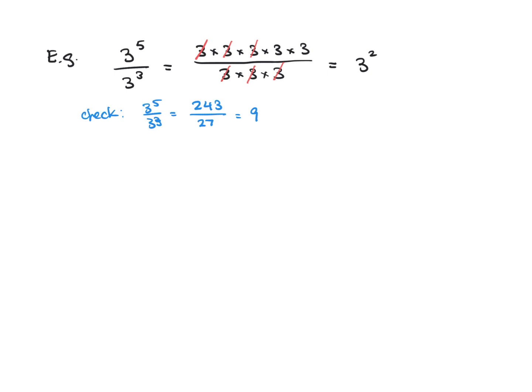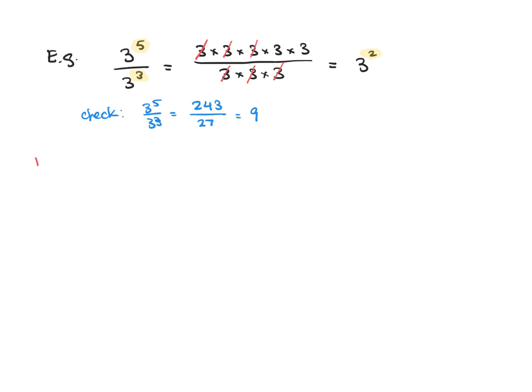So do you notice any kind of relationship between the exponents? We had an exponent of 5, we had an exponent of 3, and then our answer had an exponent of 2. Is there any relationship between those numbers? You might come up with 5 minus 3 equals 2. Okay, and that's in essence the next exponent law.